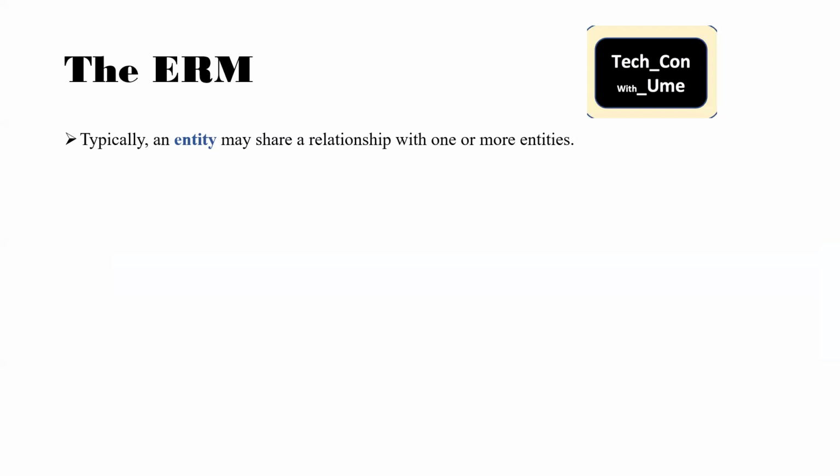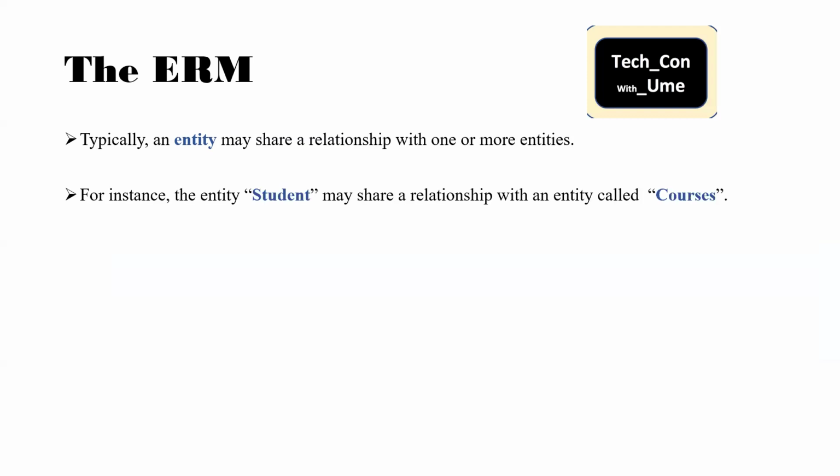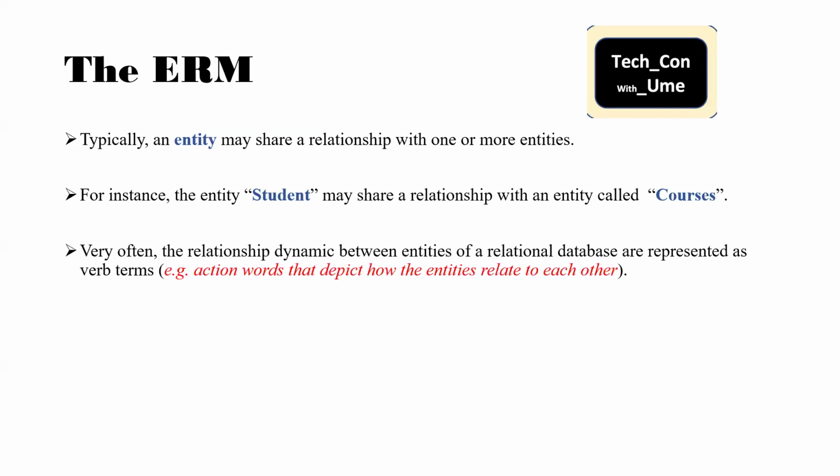Now, typically, an entity may share a relationship with one or more entities. For instance, the entity student may share a relationship with an entity called courses. Very often, the relationship dynamic between entities of a relational database are represented as verb terms, e.g., action words that depict how the entities relate to each other.